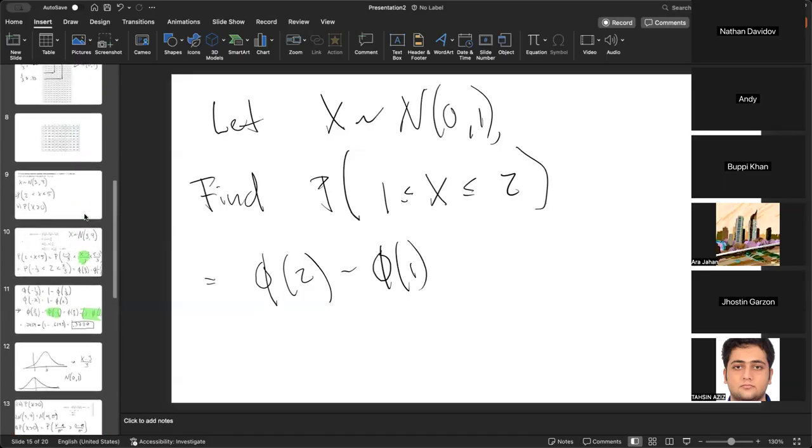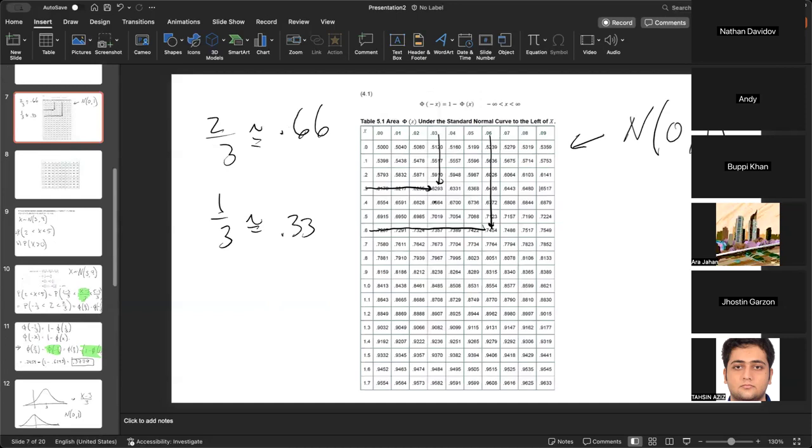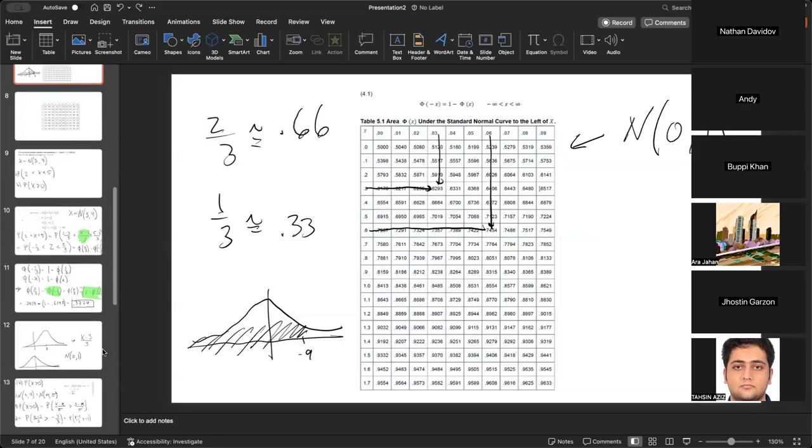Well, this chart tells you what the area under the curve is for these values. So if you were at, let's say, 0.9, here's 0.9, the area under the curve up to 0.9 is 0.8159. Okay, fine.